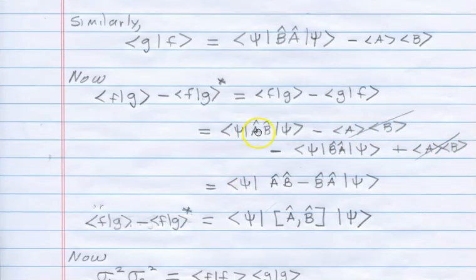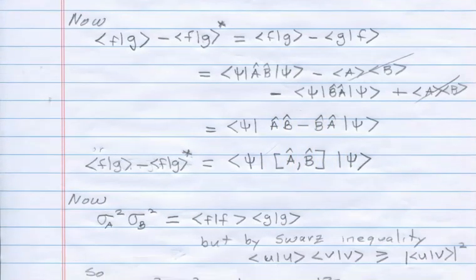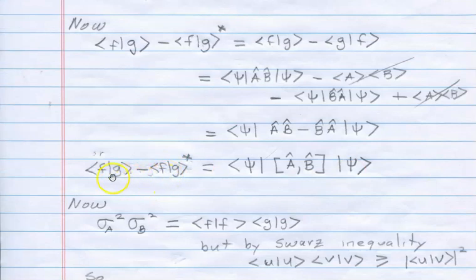And then I can recombine these back again, just pull the brackets all the way to the right and to the left. And I find that this bracket, these two, is just the bracket of AB minus BA, which is the commutator. So what we've shown at this point is this number here is equal to the expectation value of the commutator, the bracket of the commutator of the operators A and B.